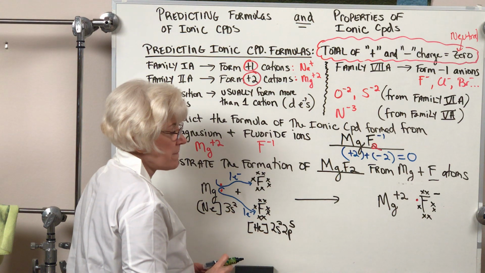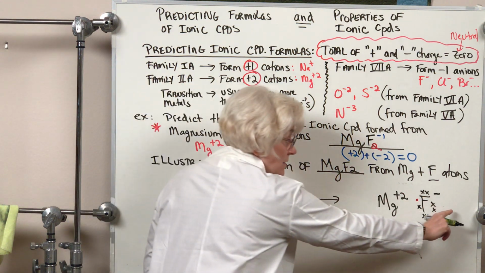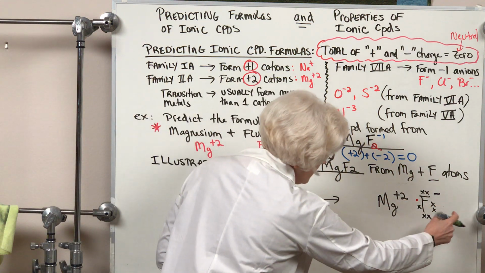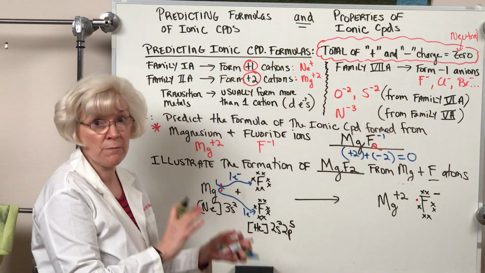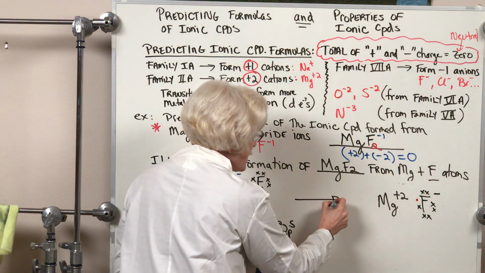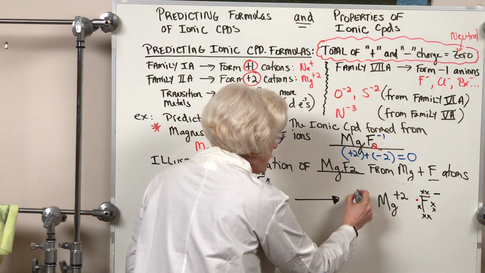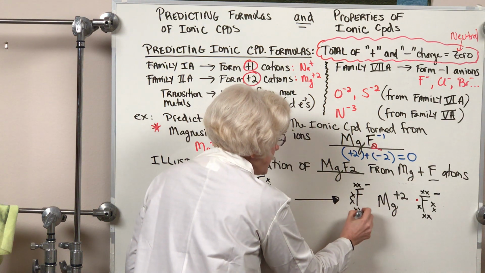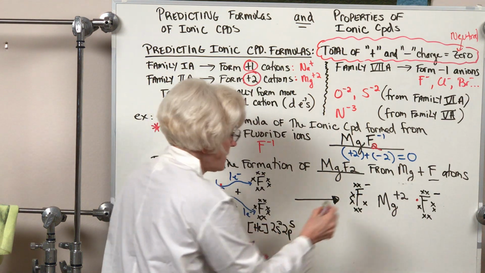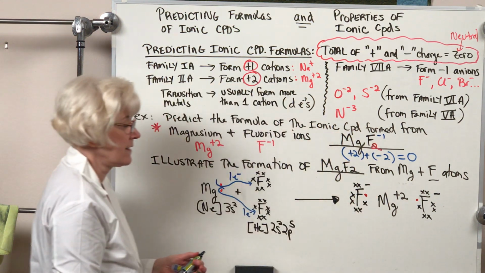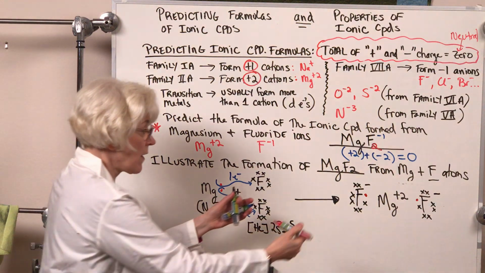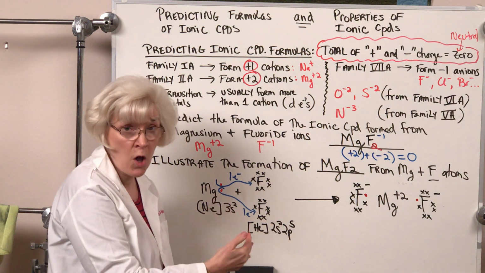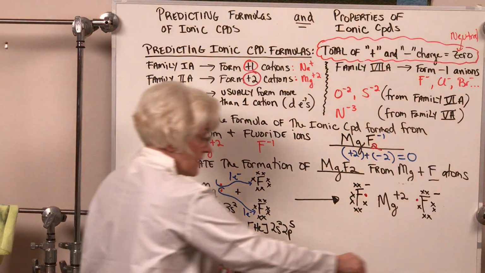Note, I'm not going to put my second fluoride in this position. Why? Because I know that negative charge repels negative charge. So just to get a little better idea of what's happening in the three-dimensional array, I'm going to put my second fluoride anion on the other side of the magnesium cation. So I'm illustrating this electrostatic attraction that is the heart of all bonding, both ionic and covalent.